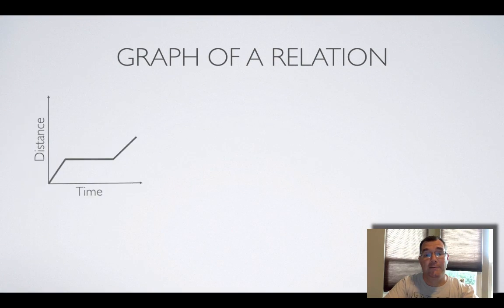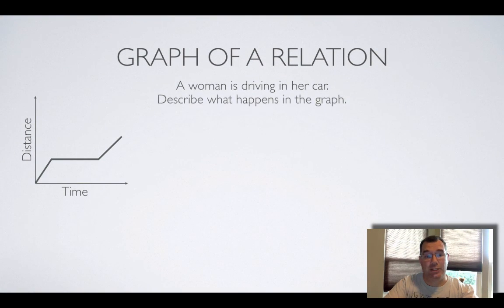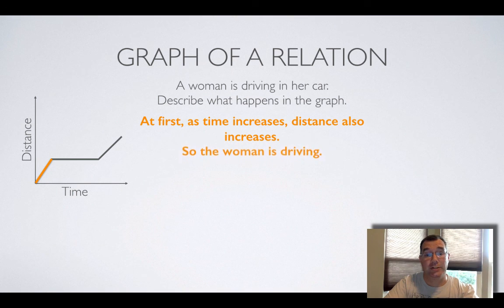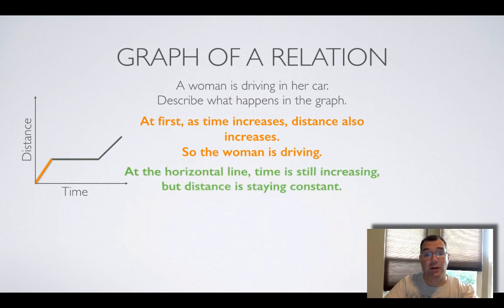Okay. Finally, let's talk about the graph of a relation. And so here's the graph, and here's what's happening. There's a woman driving her car, and we need to describe what's happening in the graph. So we've got time going across the bottom and distance going up the y-axis, or just vertical. So first, if we look at the first part of that graph, as time increases, distance also increases. So what that means is the woman is driving. Her distance is increasing over time.